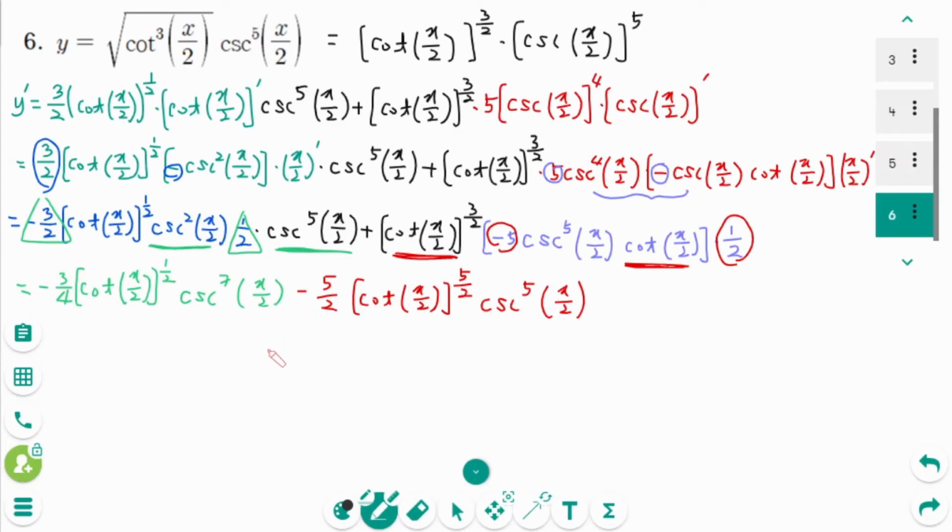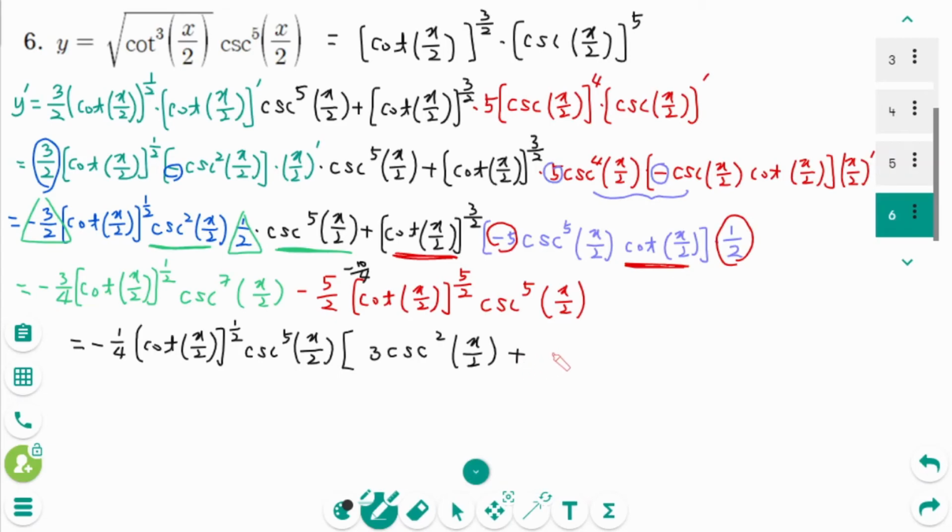If we want to simplify more, minus 5 over 2 is the same as minus 10 over 4. Then you can factor minus 1 over 4 cotangent x over 2 to the power of 1 over 2 times cosecant to the power of 5 of x over 2, then times 3 cosecant squared x over 2 plus 10 cotangent squared x over 2. This is the final answer.